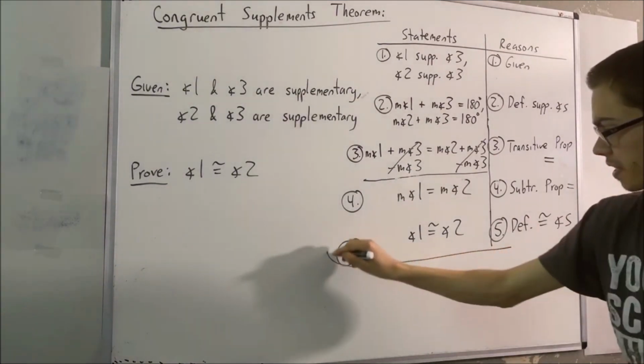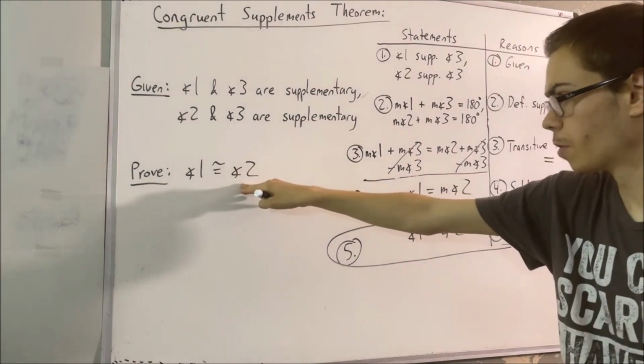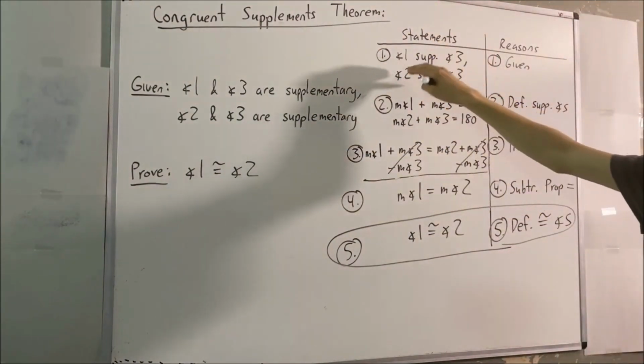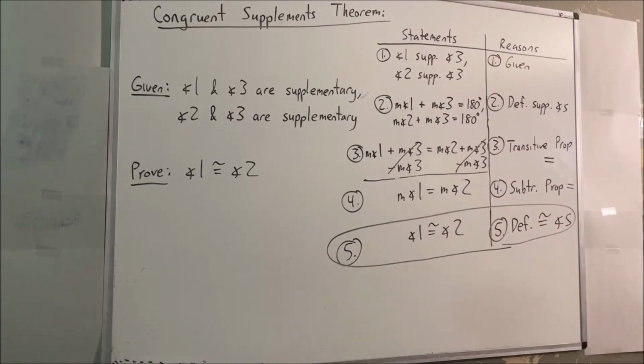And so here it is. We have proven that angle 1 is congruent to angle 2 from the fact that both angle 1 and angle 2 are supplementary to the same angle. And that's the whole idea of the congruent supplements theorem. And yeah, that's pretty much it for this video.